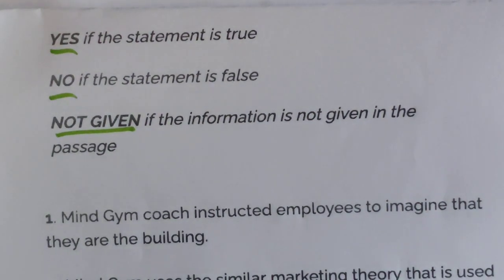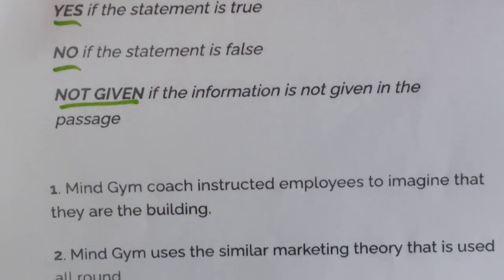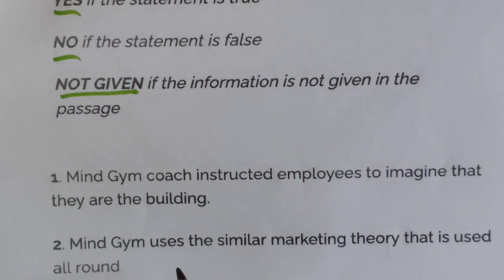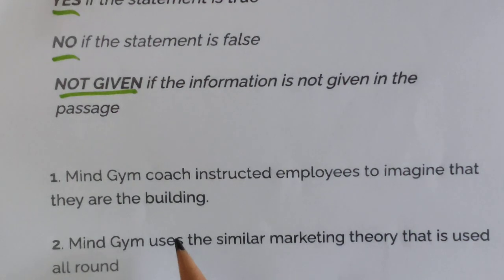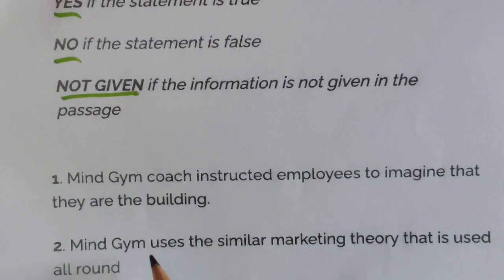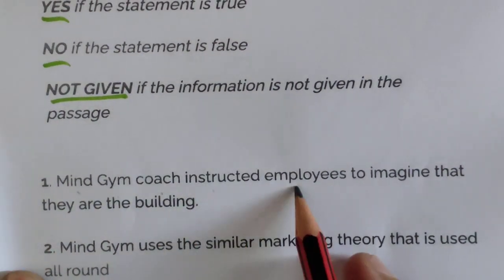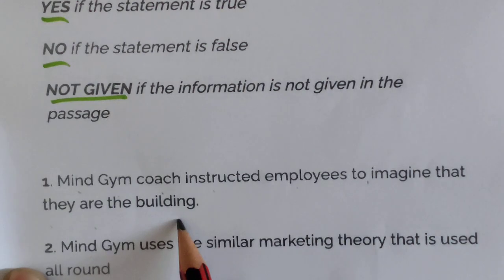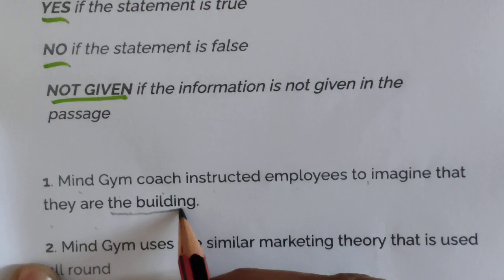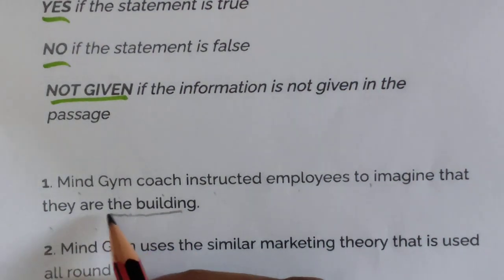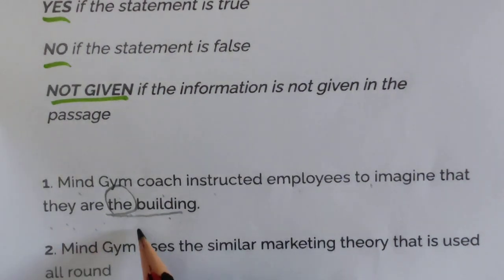Let's read the first question. You also do it with me, I am not in a hurry. I want to give a good explanation here, because most IELTS test takers are just commenting, there is no explanation. So today I will not focus on my time. The first question statement is: Mind Gym coach instructed employees to imagine that they are the building. What does it mean? Please try to understand the meaning, because here there is a confusion. They are the building, it means they are building.